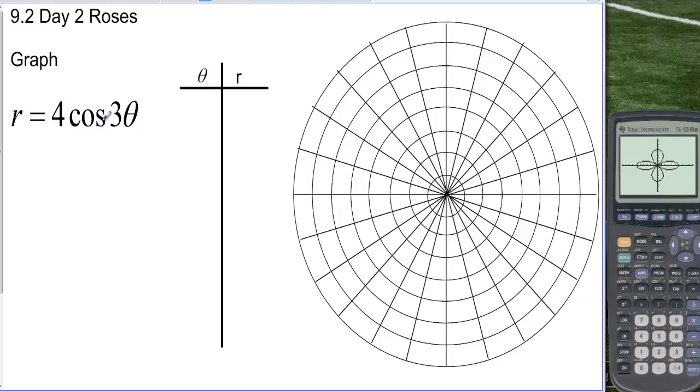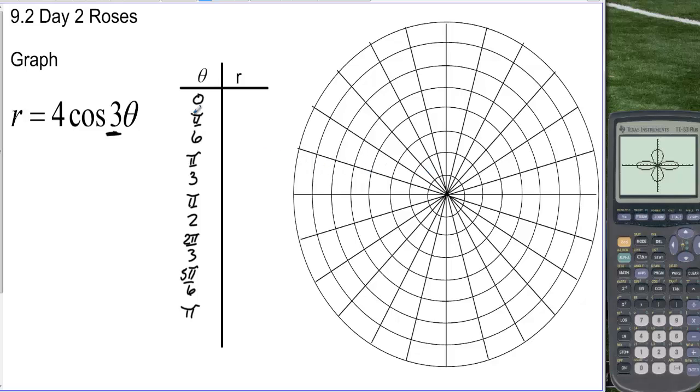Here we have r equals 4 cosine of 3 theta. And we're going to count by 6s. We're going to double the 3. So we have 0, pi over 6, 2 pi over 6 is pi over 3. 3 pi over 6 is pi over 2. 4 pi over 6 is 2 pi over 3. And we have 5 pi over 6. And finally we have pi. And when this is odd, this is going to complete in pi. We don't have to go all the way to 2 pi.